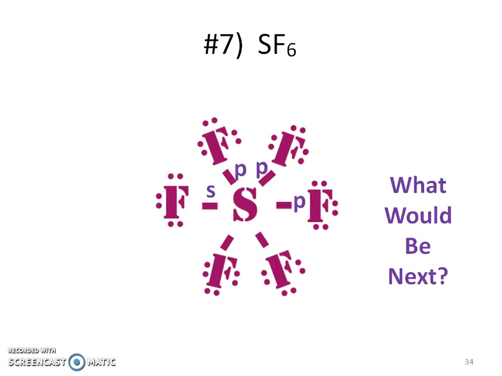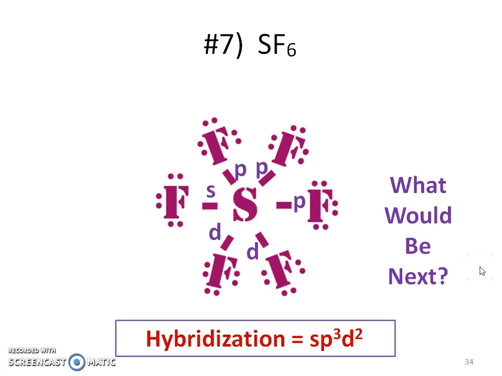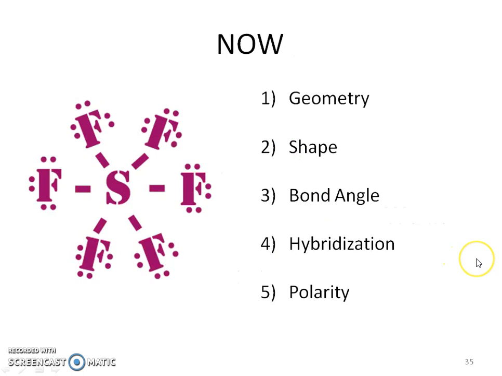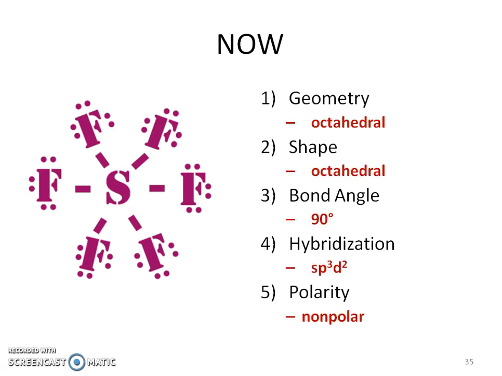What would be next, right? So you have one s, you've got 3 p's, and what's next in the electron configuration? d's. You got it. So this hybridization is going to be sp3d2. So again, what's the geometry? And of course it's nonpolar because they're all fluorine atoms. If even just one of these would be a different element, then it would be polar because the pull, or that electronegativity, would be different.